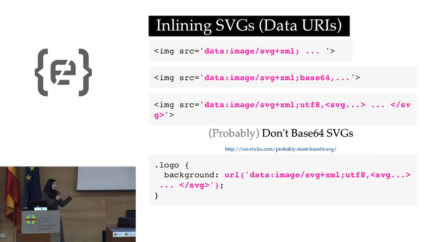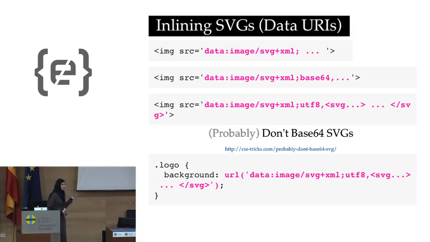This way, you have the SVG inside your document without having to encode it as base64. You avoid all of the disadvantages. Another advantage of inlining the SVG like this is that it gzips a lot better. It becomes a lot smaller once you apply gzip to your page. So probably don't base64 SVGs.